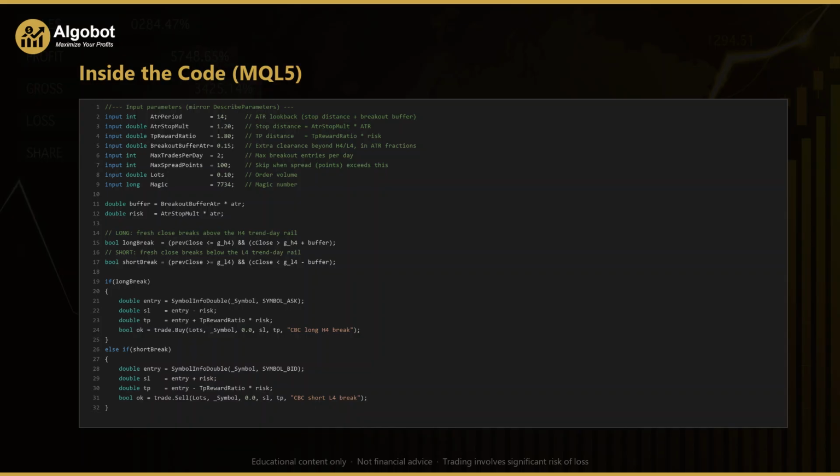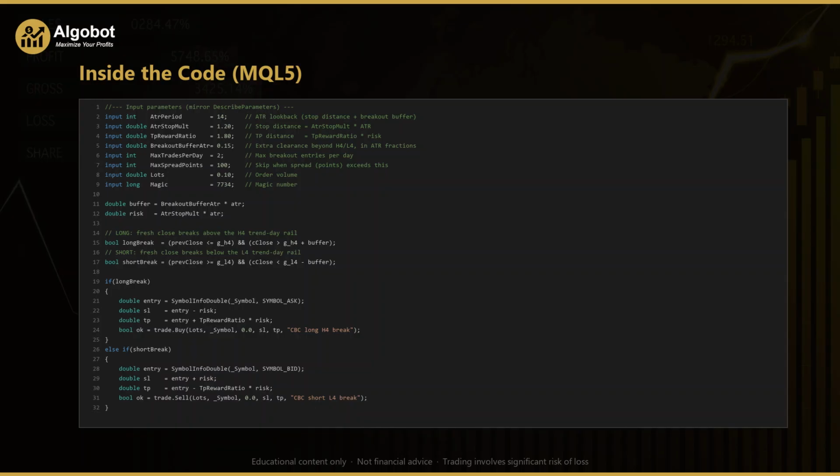Then we have the maximum trades per day, the maximum spread in points, the order volume in lots, and the magic number that tags this expert advisor's positions. Just below, the code computes two working values from the current ATR, the buffer distance and the risk distance. Now the two signals.